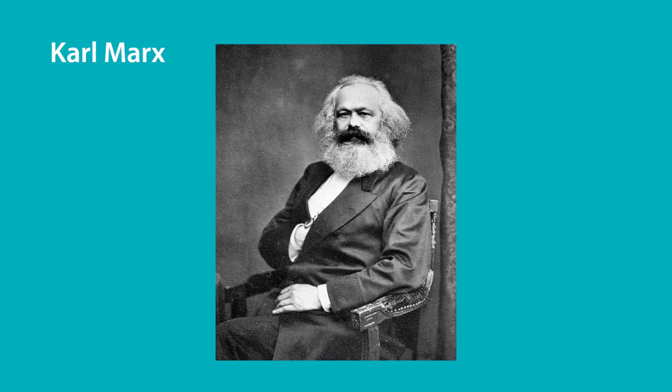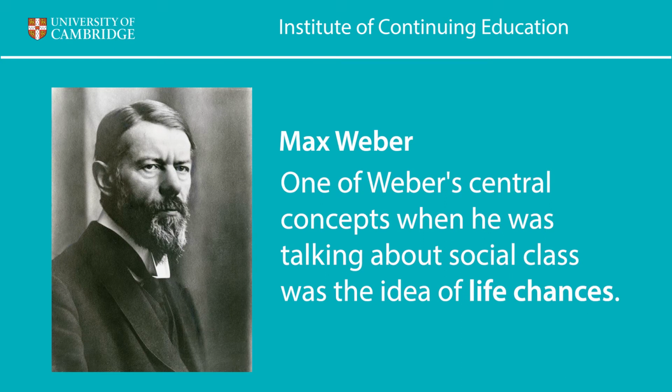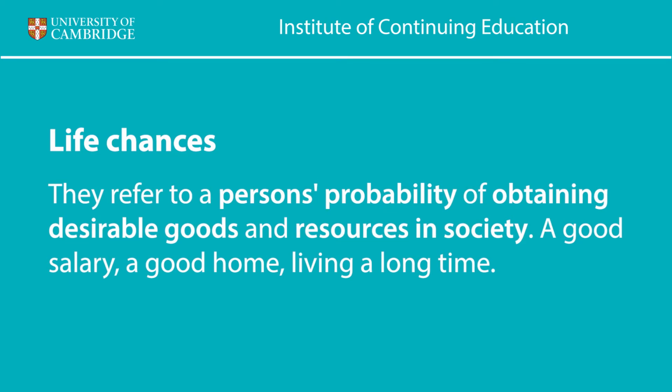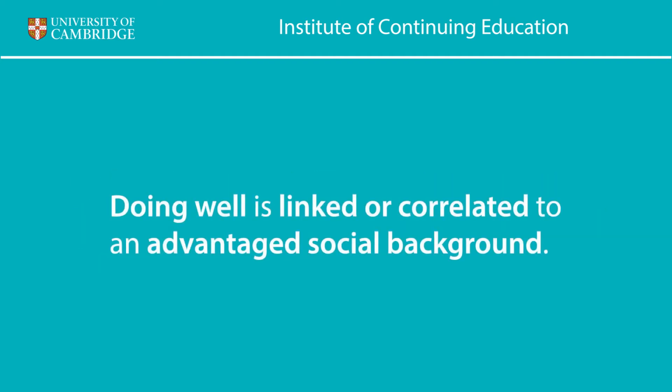Many people, when they think of sociology, immediately think of the writings of Karl Marx, radical sociology. However, contemporary approaches to social class in sociology owe much more to the liberal democratic thinking of Max Weber. One of Weber's central concepts when he was talking about social class was the idea of life chances. Life chances really refer to a person's probability of obtaining desirable goods and resources in society: a good salary, a good home, living a long time. By life chances, Weber was identifying the link between your social class background and having good life chances. Doing well is linked or correlated to an advantaged social background.